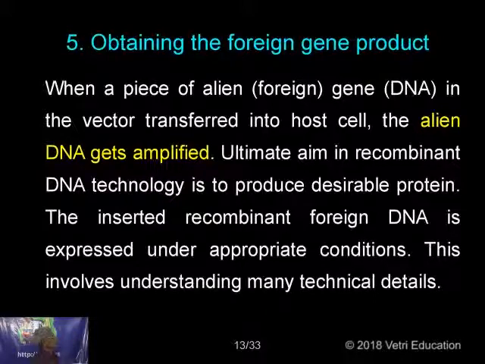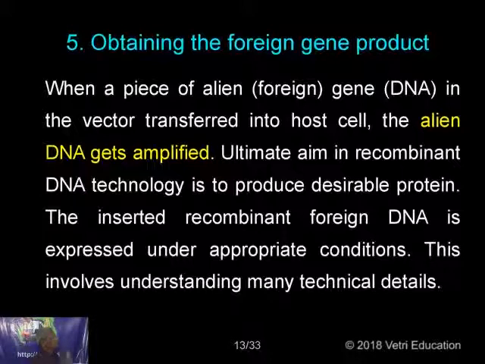Then the next step is obtaining the foreign gene product. When a piece of foreign gene DNA in the vector is transferred into the host cell, the alien DNA gets amplified. The ultimate aim in recombinant DNA technology is to produce a desirable protein. The inserted recombinant foreign DNA is expressed under appropriate conditions. This involves understanding many technical details or technical skills.